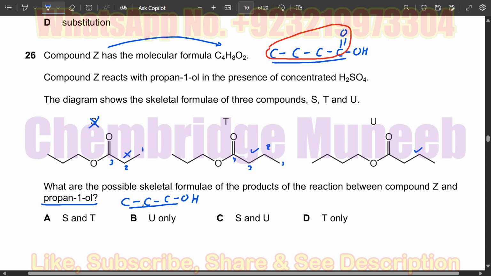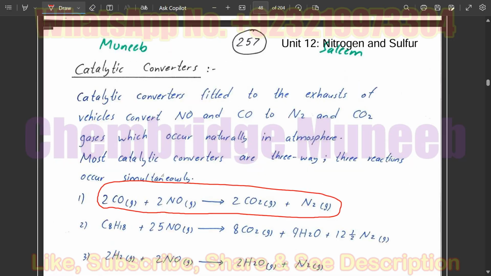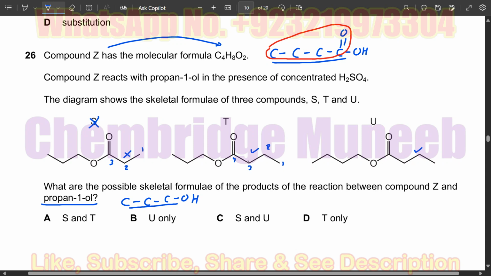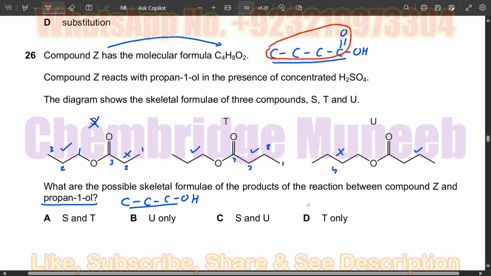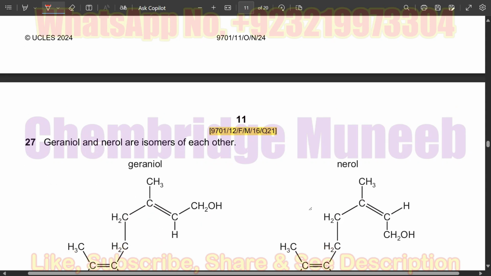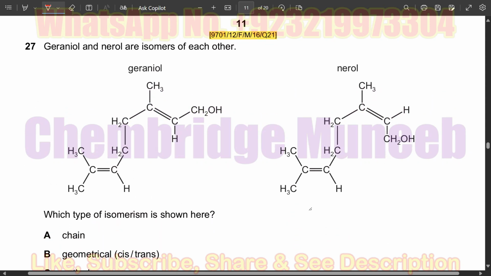Now about the alcoholic part, we have three carbon atoms in the alcoholic part. So let's count. Although there were 3 carbon atoms in this structure, 1, 2, 3, but this has an incorrect carboxylic part. So 1, 2, 3, there are 3 carbon atoms this side, but 1, 2, 3, 4, there are 4 carbon atoms in this side. It is incorrect. So the only right option is T, ester. So T is the right answer of this question. Question number 27, and this question is a repeated question.